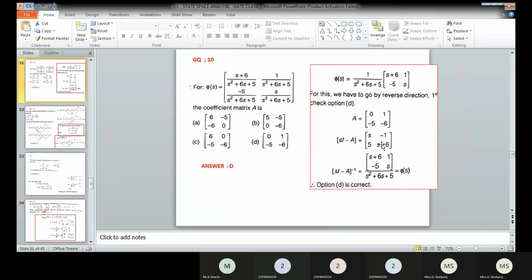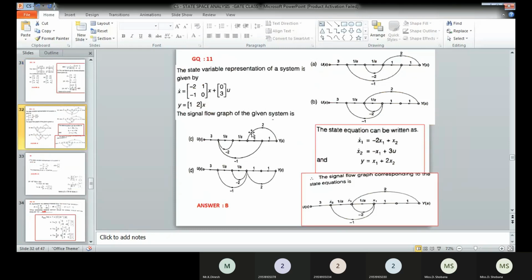Then si minus a whole inverse will be this divided by this. Therefore phi of s will be this. The numerator matrix that I have here is relevant to your option D. So that will be taken as the answer. Then we can go for this problem.